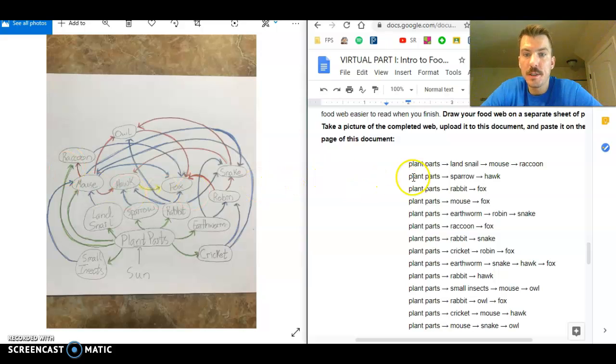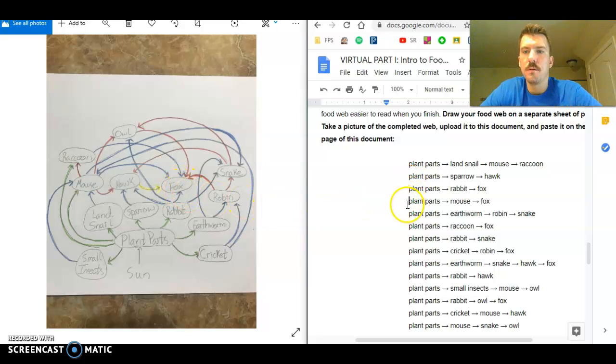And I went back to my sheet. Plant parts to sparrow to hawk. Then I went back to my sheet. Plant parts to rabbit to fox. So far, there's no overlap. We have different consumers in each food chain.